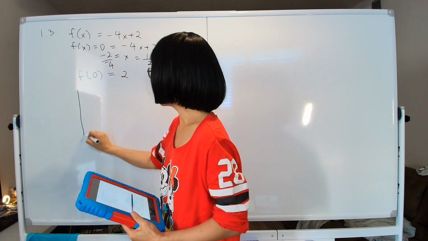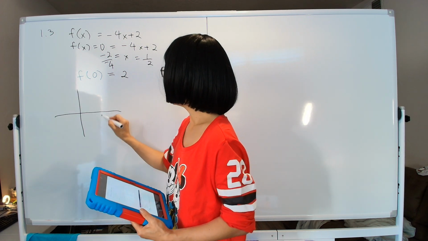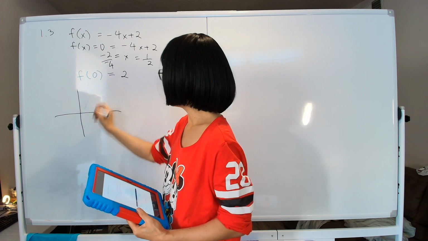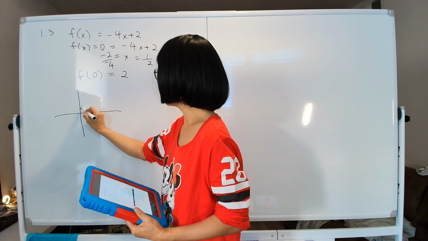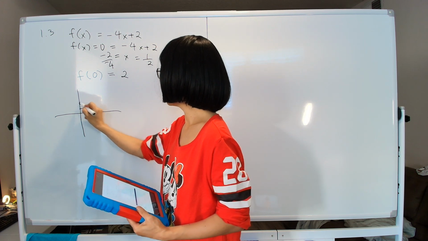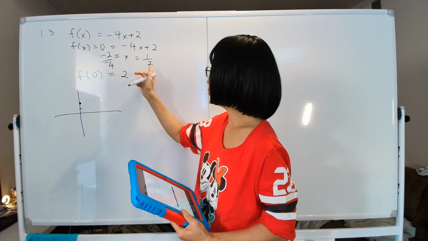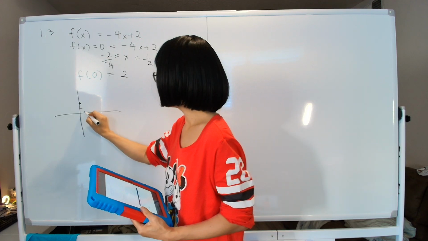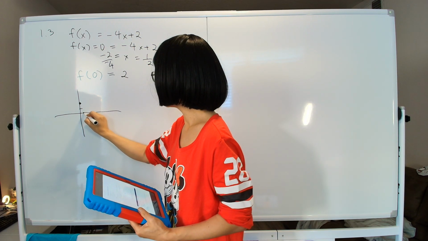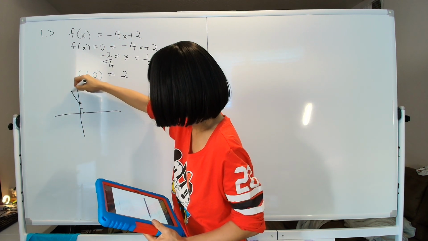All right, let's sketch. Okay, now f of 0 is 2, okay, that's one dot, and f of 1/2 is 0. So here's 1/2, and here's 0. So you draw this thing.